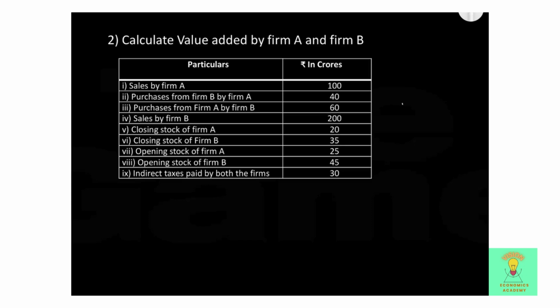What we need is value added by firm B. So firm B, the sales by firm B needs to be added, right? So we'll first write what has been given. We have purchases worth 60 crores by firm B. We'll also write its number beside, right? Then we have closing stock of firm B and opening stock of firm B.